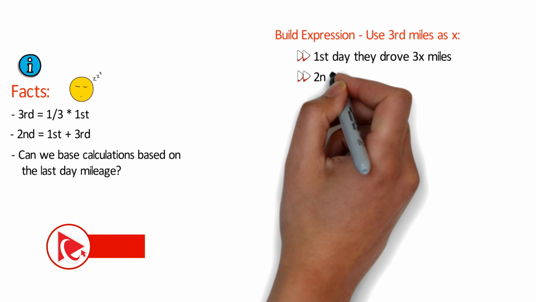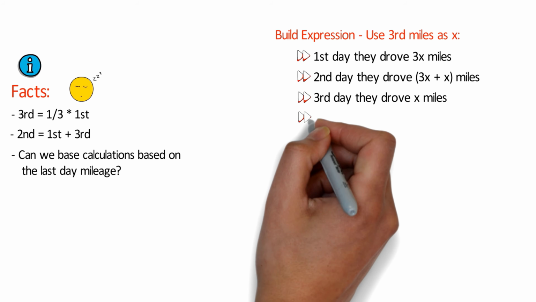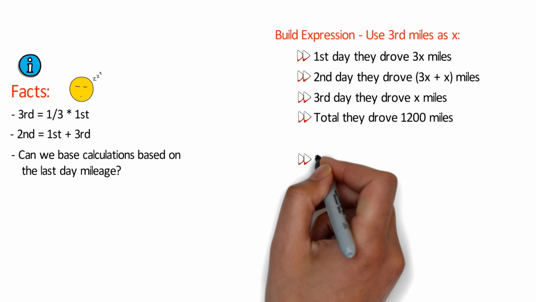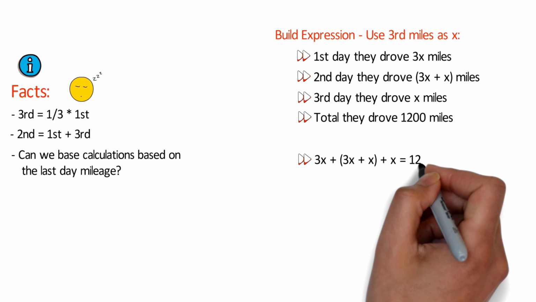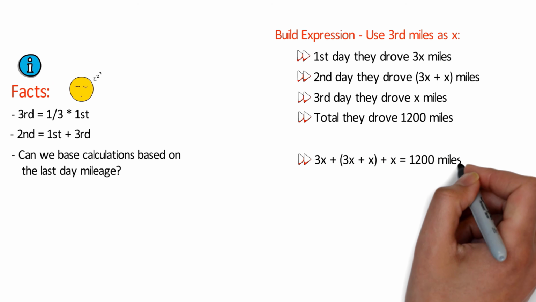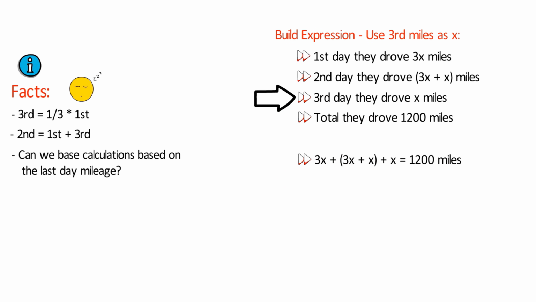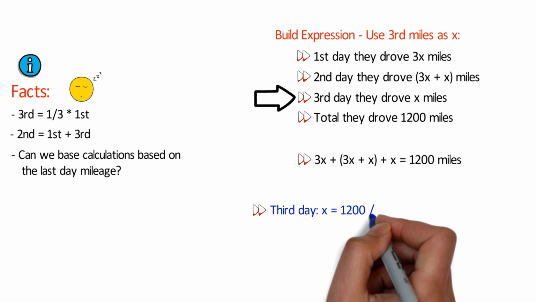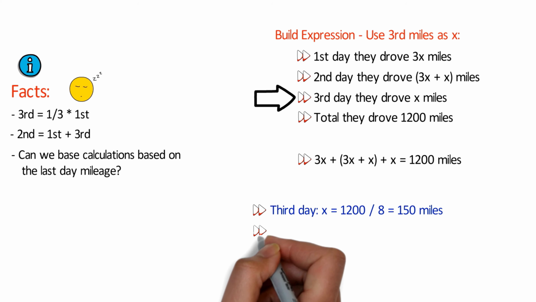On the second day, they drove 3x plus x miles. In total, they drove 1,200 miles. So now we can build an expression: 3x, in parentheses 3x plus x, and then plus additional x equals 1,200 miles. Let's do the calculation for x, which also represents the third day. x equals 1,200 divided by 8, which is 150 miles. And this is how many miles they drove on the third day.